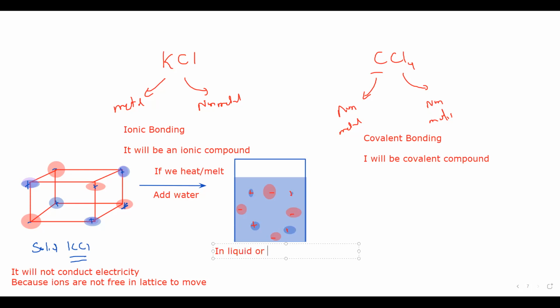So in a liquid state or aqueous solution, ionic compounds can conduct electricity because ions are free to move. Is it clear? In a solid state the ionic compound cannot conduct electricity, but in a liquid state or in a melted form they can conduct electricity.